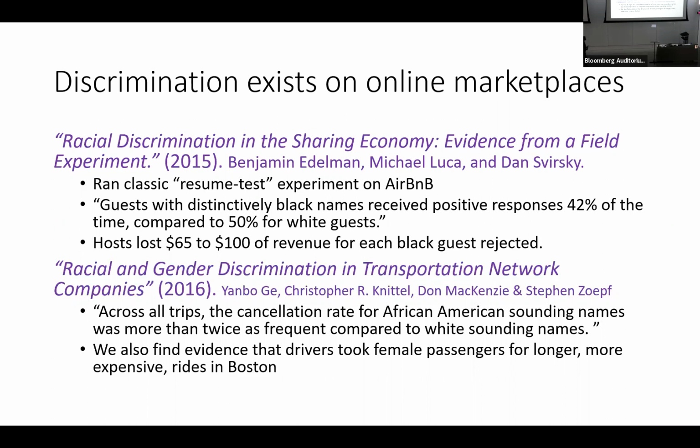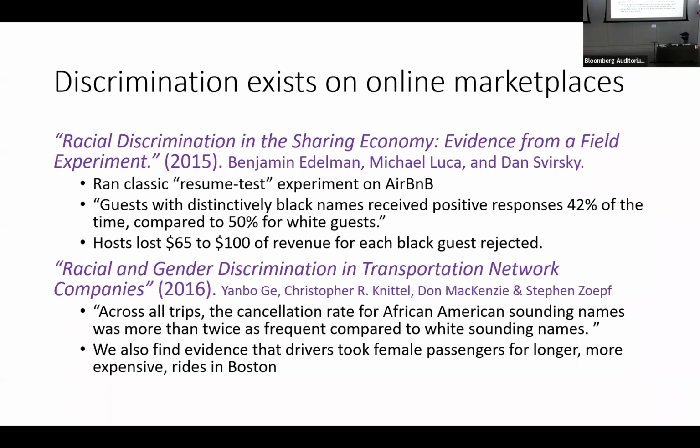And then this 2016 paper essentially did the same thing for Uber, I believe. Racial and gender discrimination in transportation network companies. Across all trips, the cancellation rate for African-American sounding names was more than twice as frequent compared to white sounding names. And this is on these platforms. At the time, I think drivers could see the name and potentially the picture of the potential passenger before they picked them up. So after they approved the request, but before they picked them up.